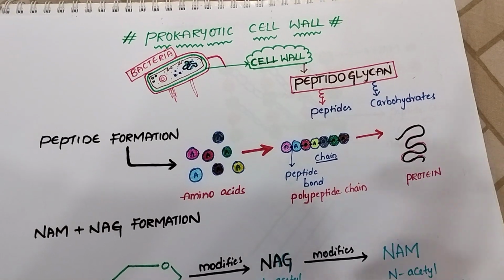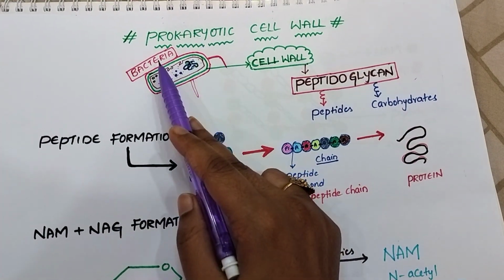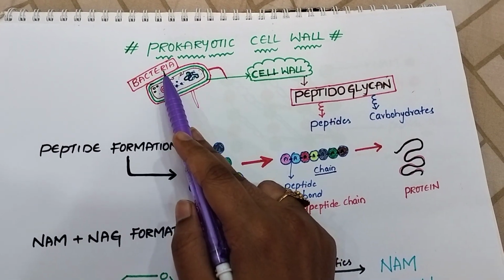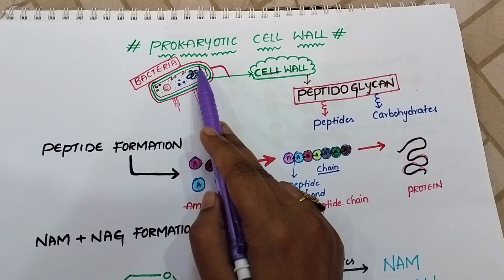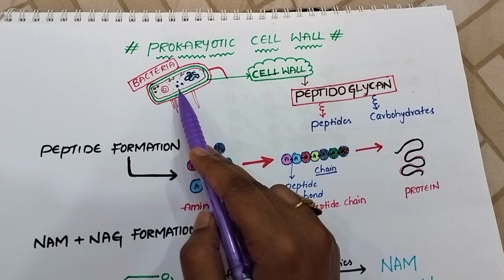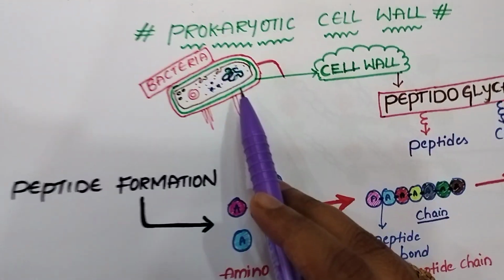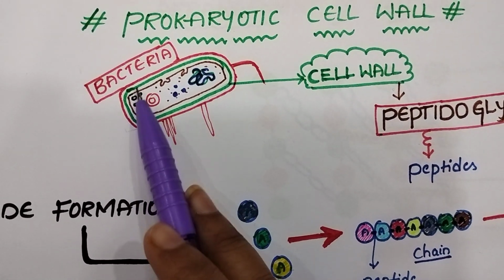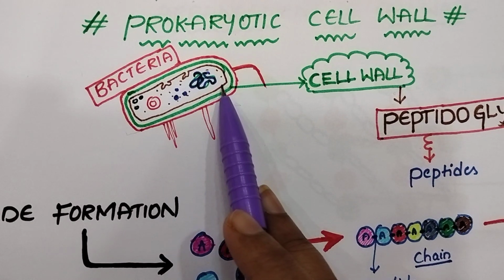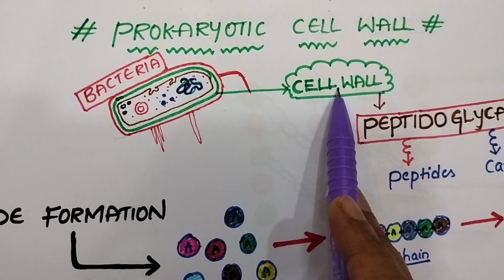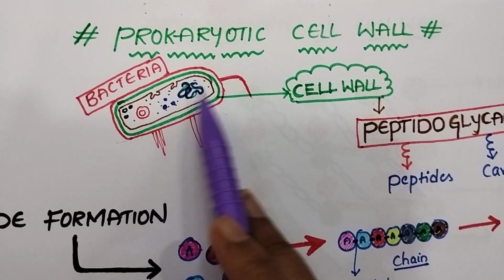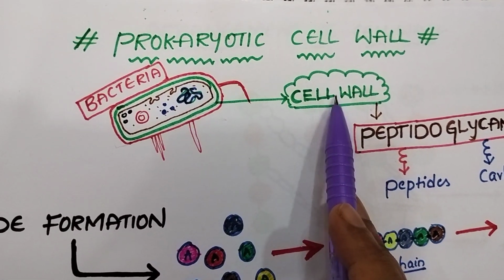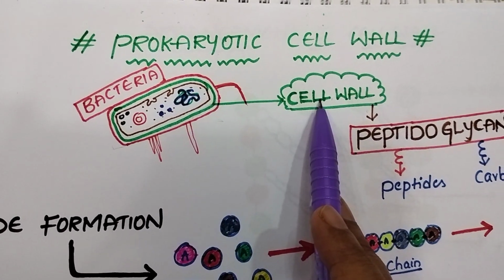We all know that prokaryotes are also called bacteria. Bacteria are nothing but prokaryotes, and prokaryotes are nothing but bacteria. This is a bacterial cell I have drawn here, and you can see a green colored layer. This green colored layer is called the cell wall, surrounding the bacteria.